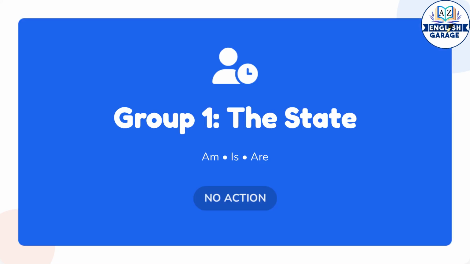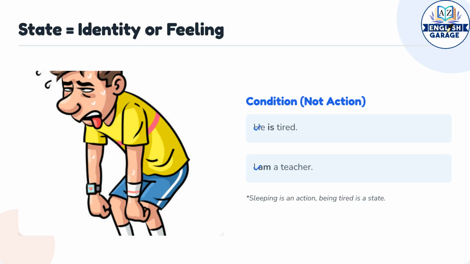Group 1 is the state, using am, is, or are. These auxiliary verbs indicate a state and are used when there is no action involved. A state is an identity or a feeling, a condition, not an action. For example, he is tired, or I am a teacher. Remember, sleeping is an action, but being tired is a state.